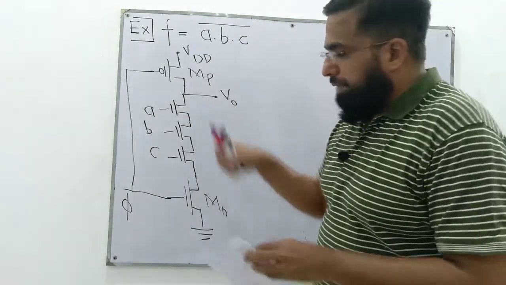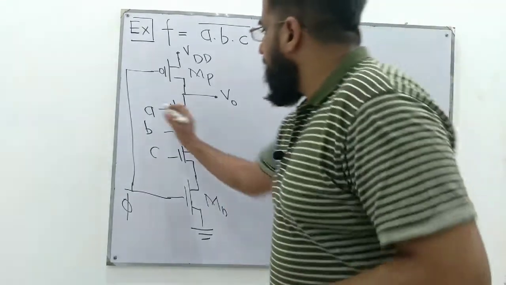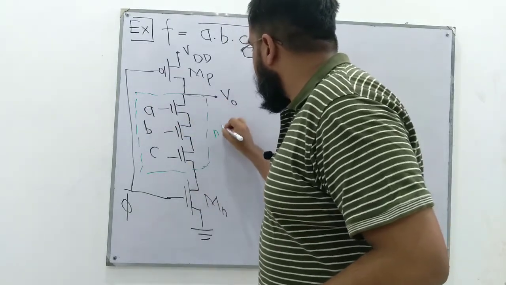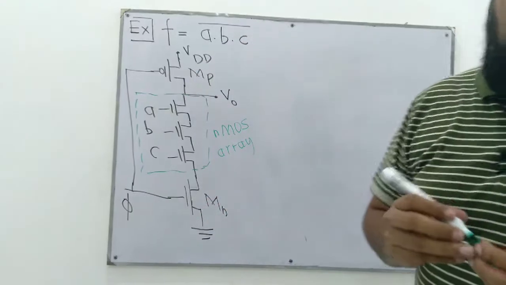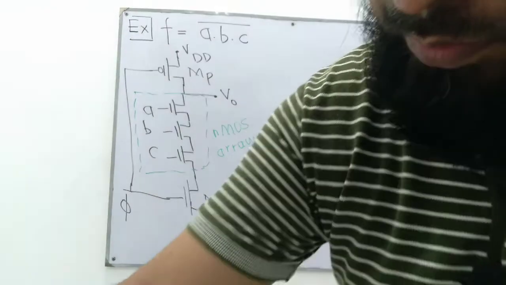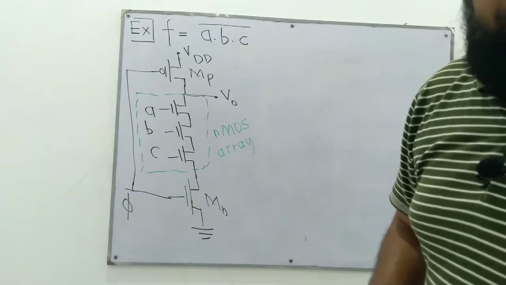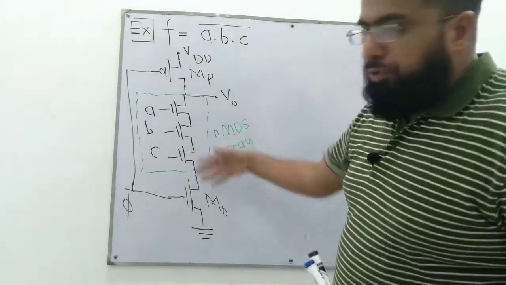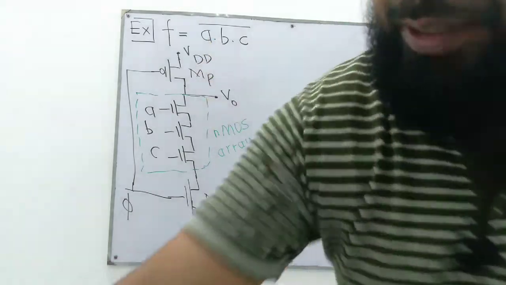So this is how we can easily implement any circuit, any boolean expression. We have to just implement the NMOS array. We can put this NMOS array in a box showing that this is the NMOS array and these two are gating transistors. So we can implement the schematic of any given boolean expression by implementing the NMOS array and connecting these two gating transistors.